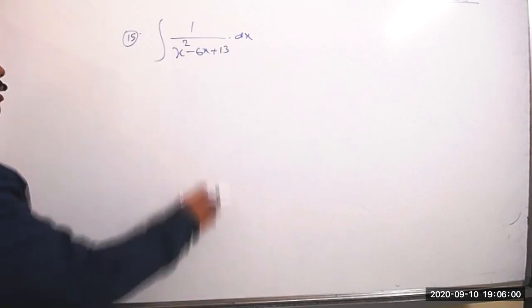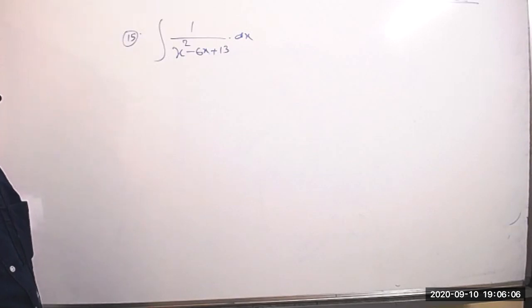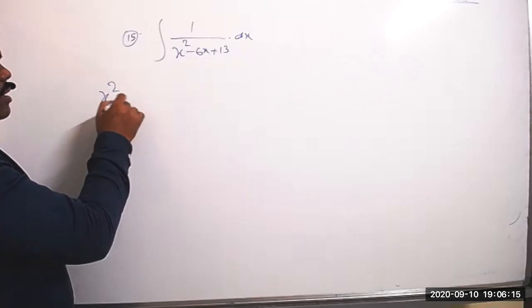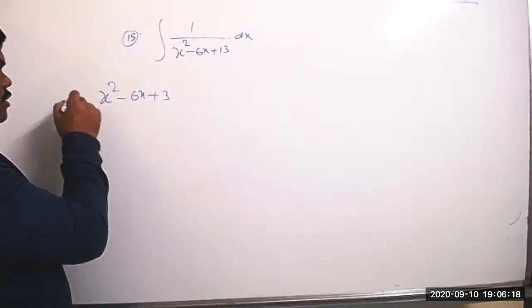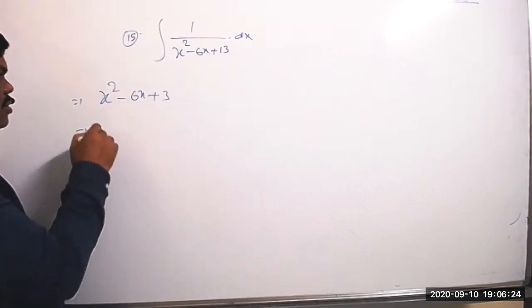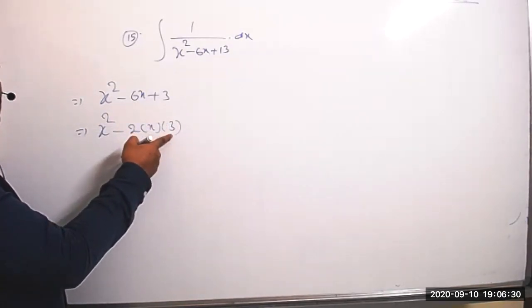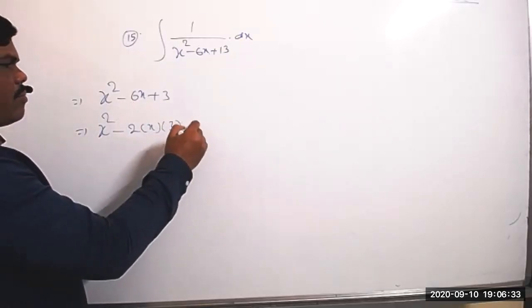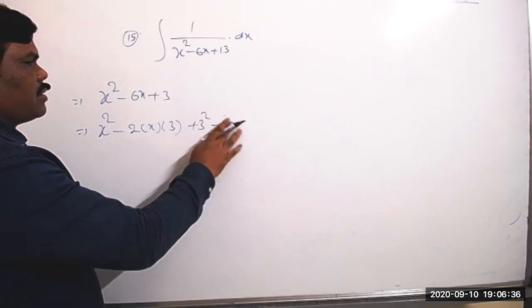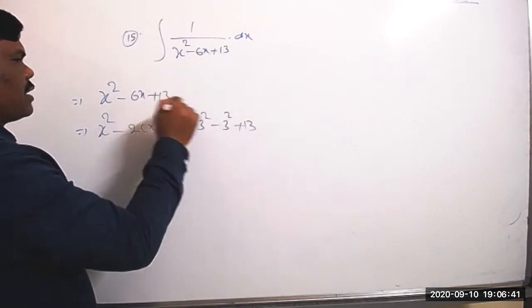Very easy. The quadratic expression here we have to convert into either x square minus a square or a square minus x square. Clearly we will get x square plus or minus a square form. So first take x square minus 6x separately. Since the x term is negative, it is a minus b whole square. So x square minus 2ab, with b equal to 3, 2 into 3 is 6, plus 3 square. But we must subtract it, then plus 13.